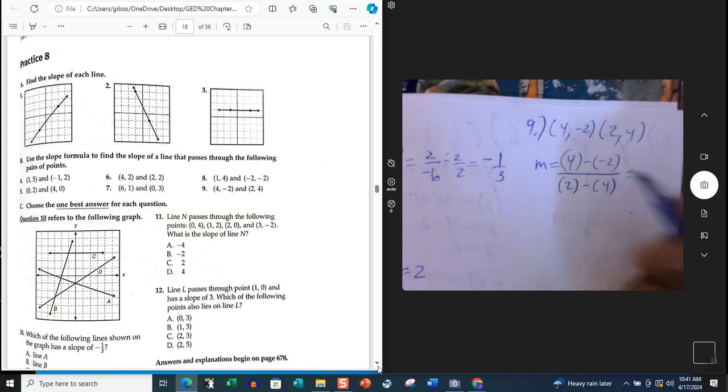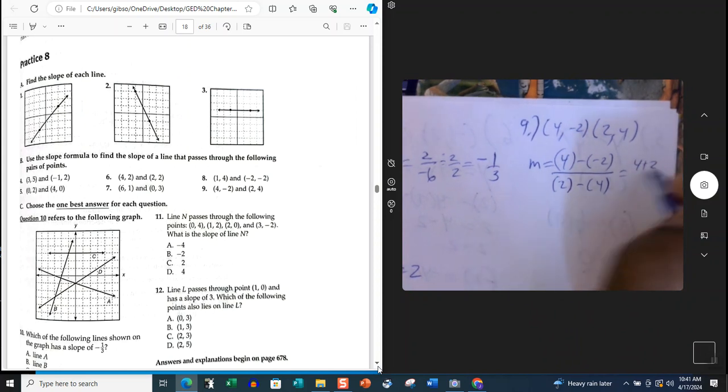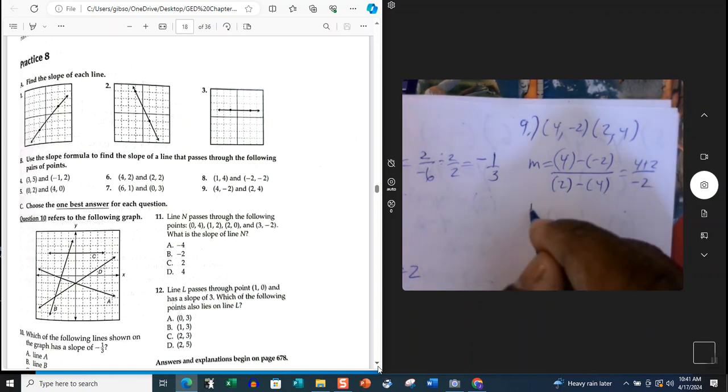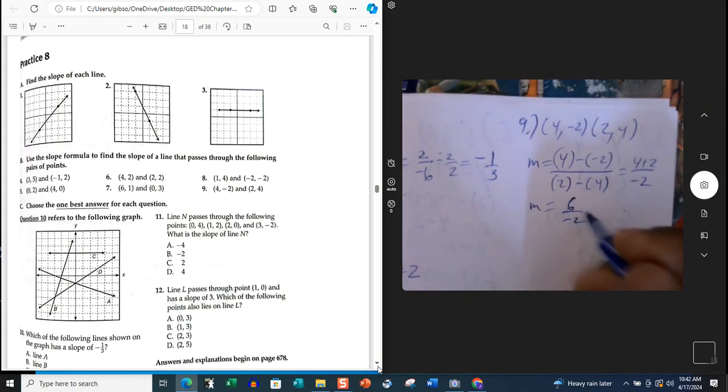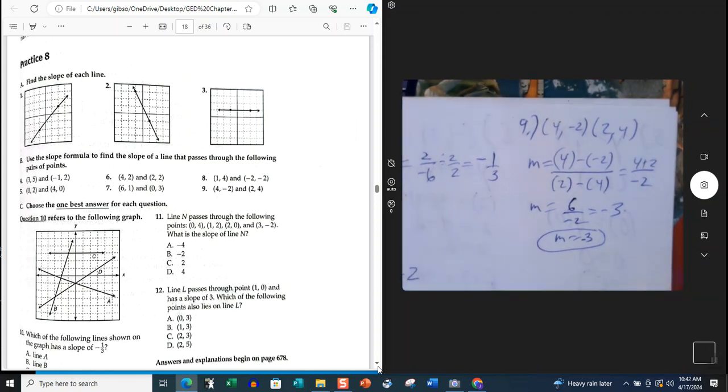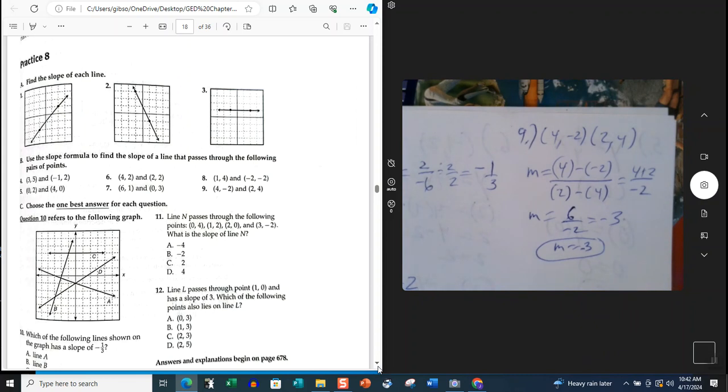4 minus a -2, we know becomes 4 plus 2, and 2 minus 4 is -2. So 4 plus 2 is 6, all over -2. We know a positive divided by a negative is negative, and 6 divided by 2 is 3. So our slope is -3. And that is our final answer for problem number 9. Now we're going to move on here.